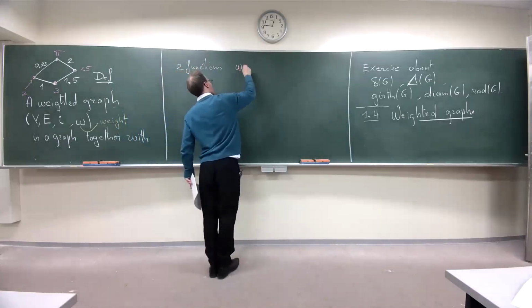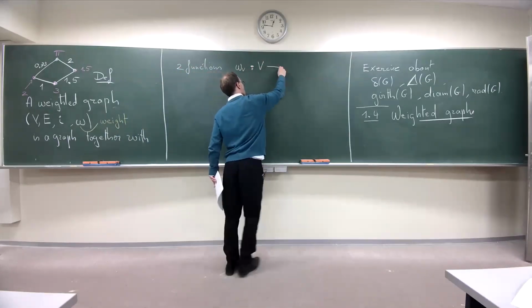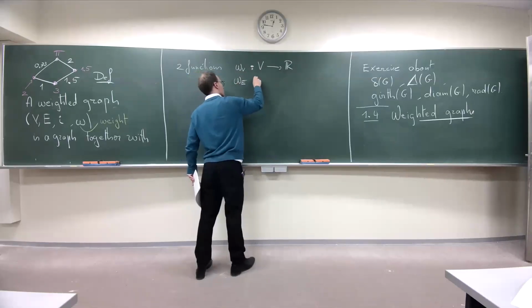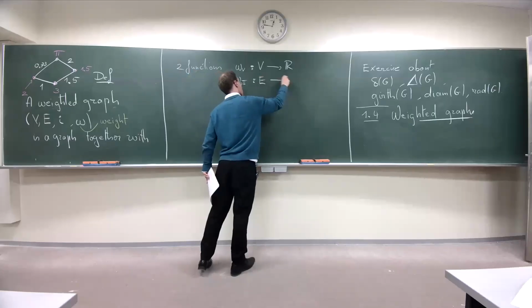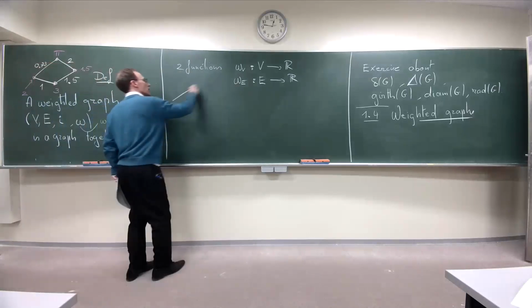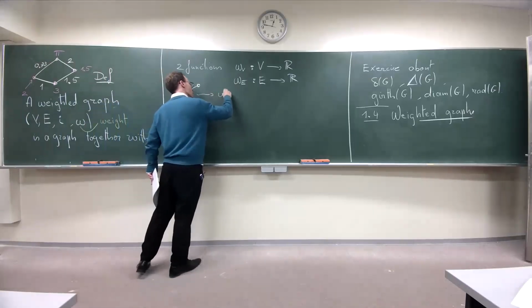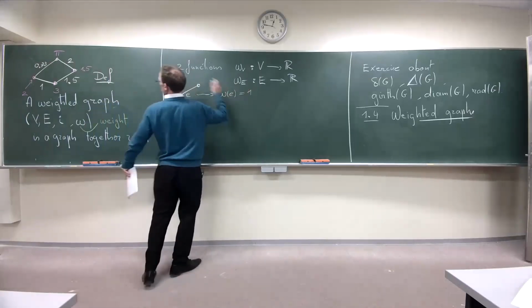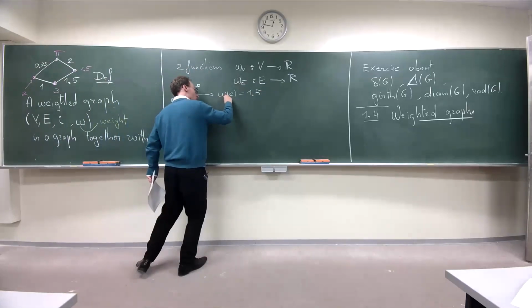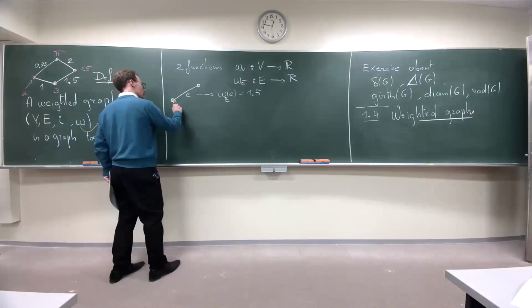so 1 W or omega, it depends, from the set of vertices to R, and omega E from the set of edges to R. And this is exactly what I have here. Let me take the picture. This is E. So W of E is a number, 1.5. And let's say, this is W edge, because it's an edge. This is X, and this is Y.